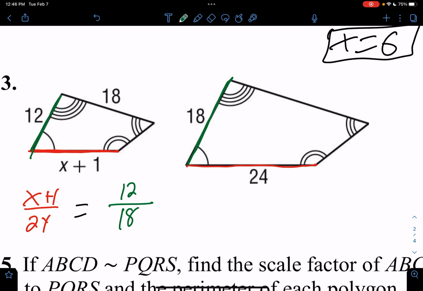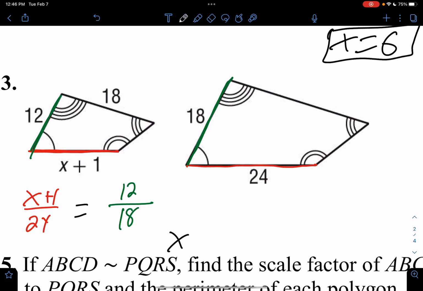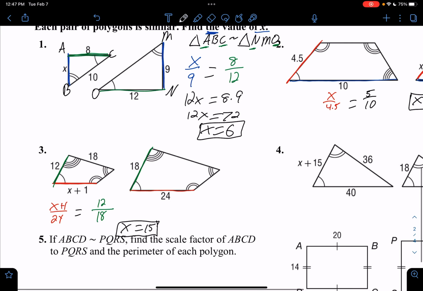You need to solve this. And once you solve this, X equals 15. Again, we're not going over cross multiplication. We're just going over how you look at the image and establish your proportions so that then you can solve for X and find the missing value.